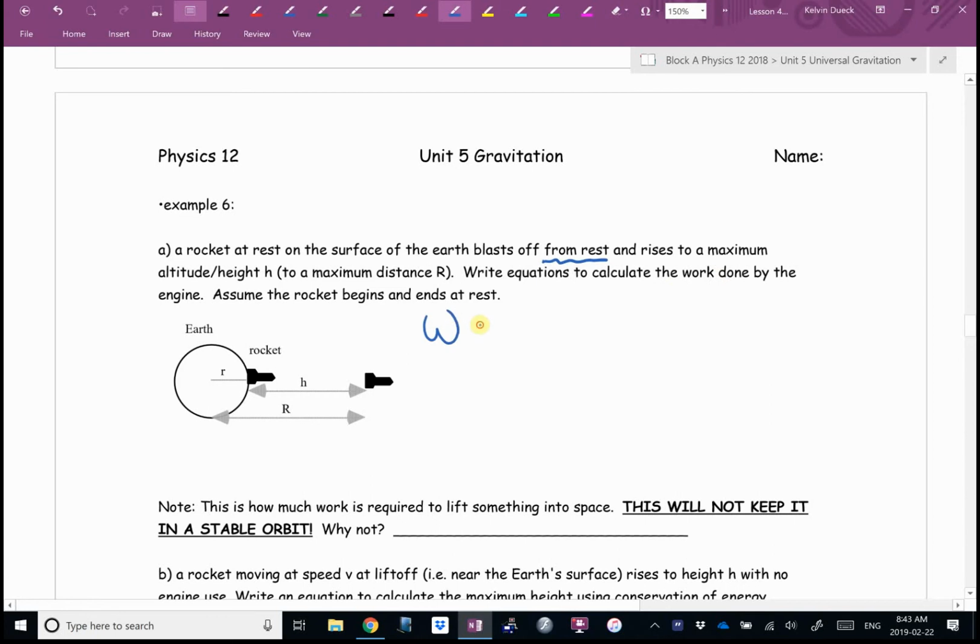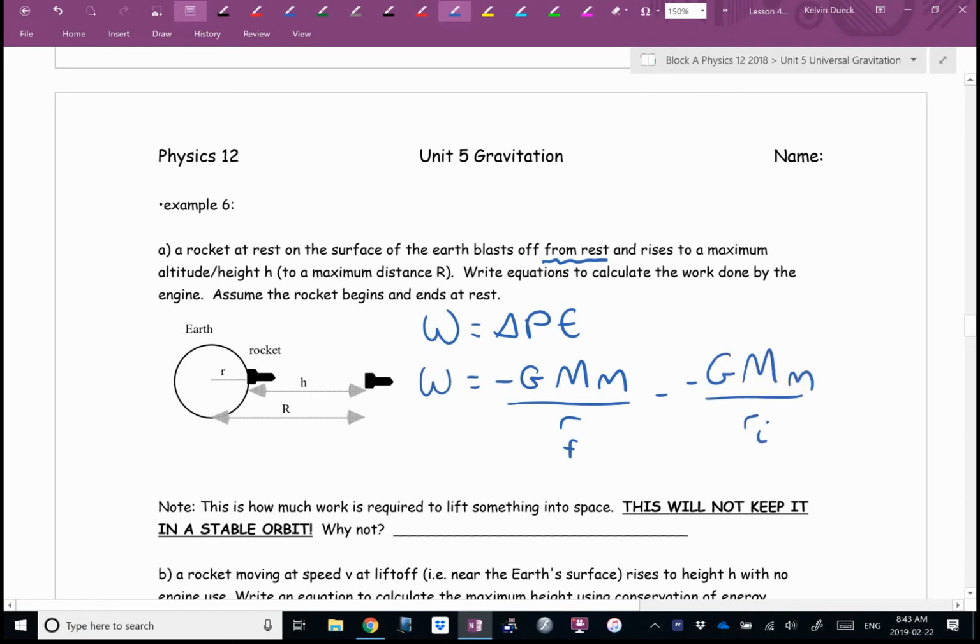Work. So it's going to be change in potential. Why didn't I bother writing plus change in kinetic? Because it said assume the rocket begins and ends at rest. Okay. And so here we would end up with negative big G, big M, little m over R final minus negative big G, big M, little m over R initial.